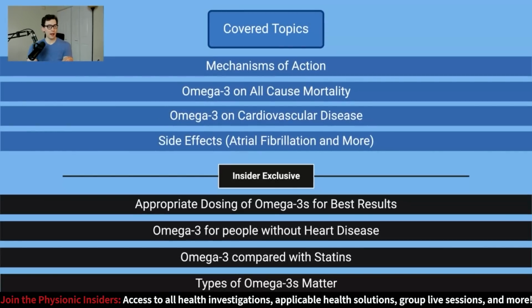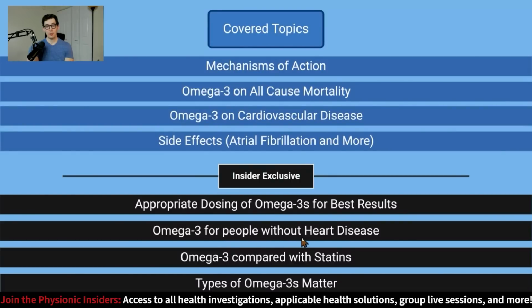Okay, so the topics that we'll be covering here are the mechanisms of action, as usual, omega-3 on all-cause mortality, omega-3 on cardiovascular disease mortality. So does it have an effect on reducing cardiovascular disease mortality, as well as some of the side effects, so atrial fibrillation, actually a few others as well. Then if you're part of my Physionic Insiders, I'm going to go into appropriate dosing for omega-3s for the best results, according to all these studies.